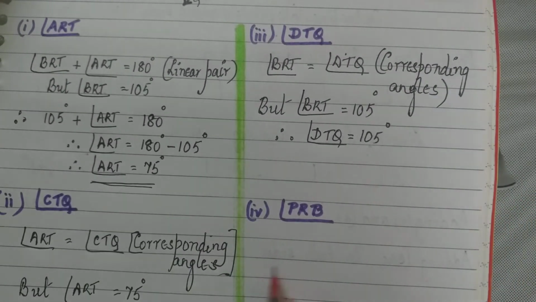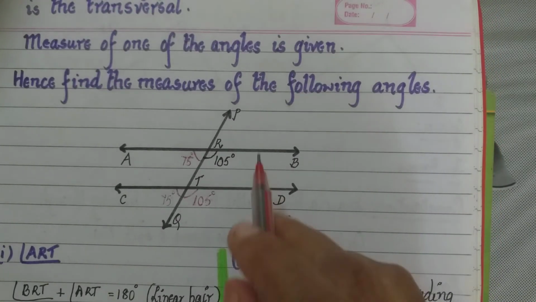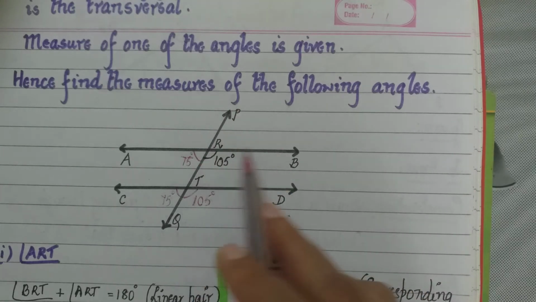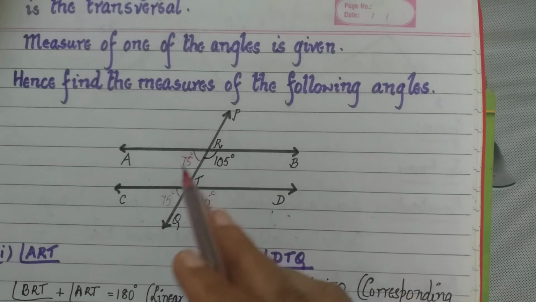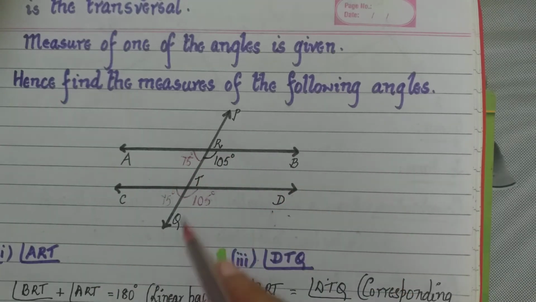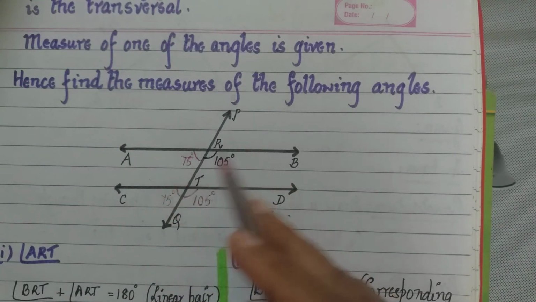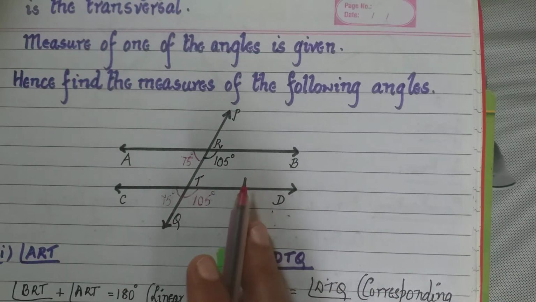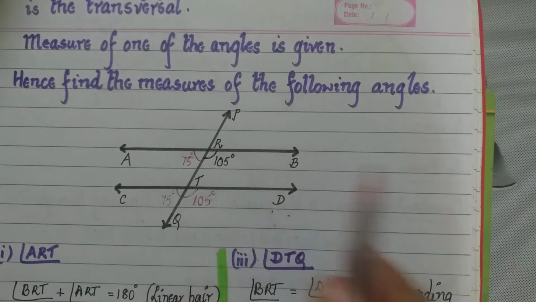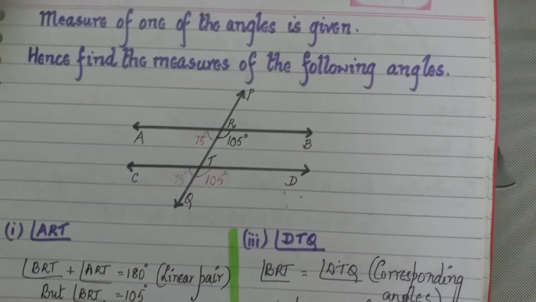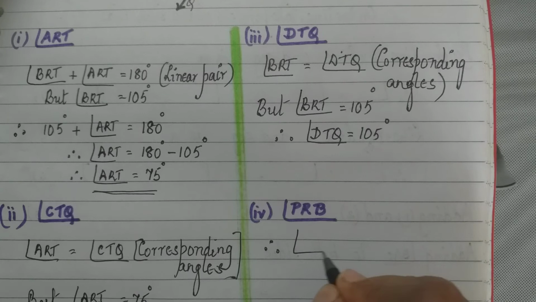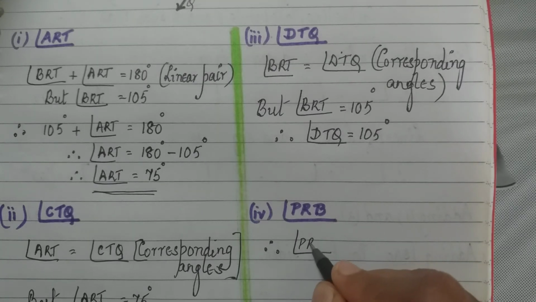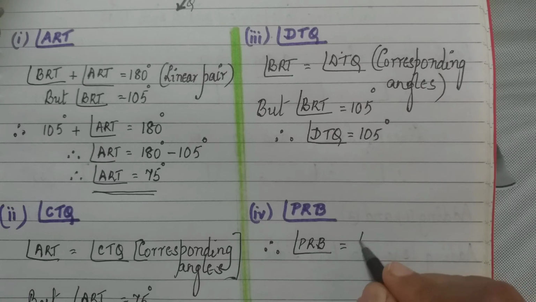The last measure is angle PRB. I look at the figure, I want the measure of this angle. Angle PRB. I see that angle PRB and angle ART are opposite to each other. They are formed by the same pair of lines and they are opposite to each other. So they form a pair of vertically opposite angles. Therefore, angle PRB is equal to angle ART.